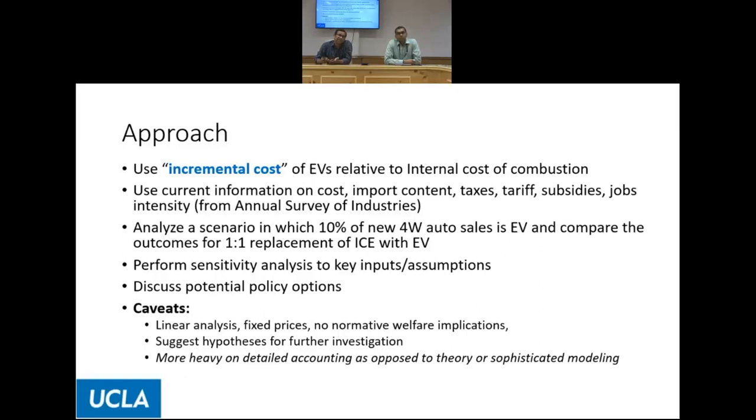So I see some value in detailed accounting as a good starting point, even if it doesn't have too many long run implications, because we are assuming a lot of things as fixed, and input-output coefficients are fixed, and all these things we know can change. And the purpose of policy is actually to change these coefficients. The input-output coefficients that we assume as fixed, the aim of policy is to change them.